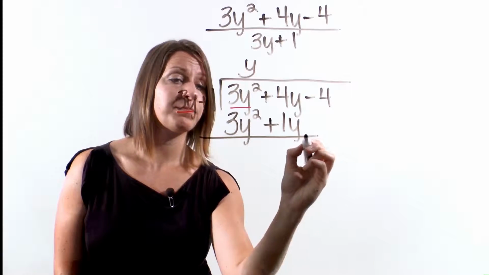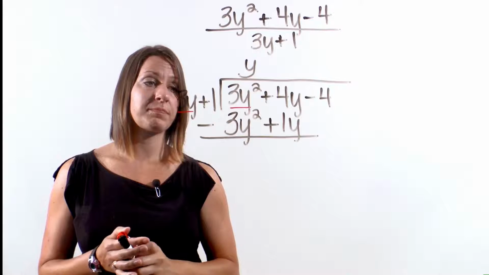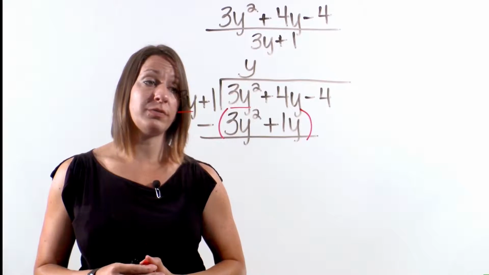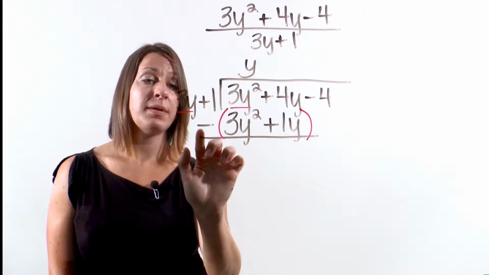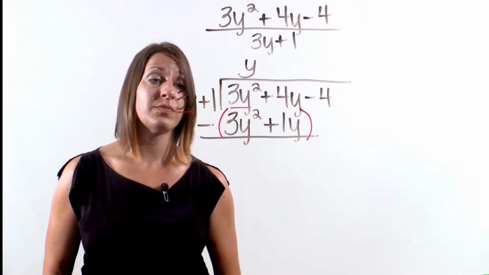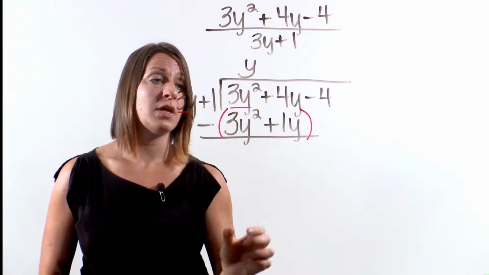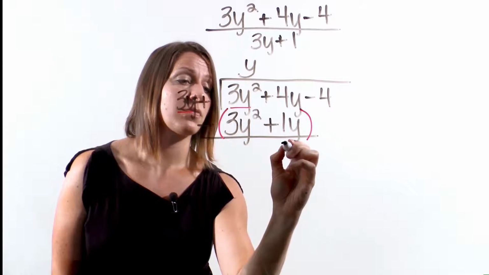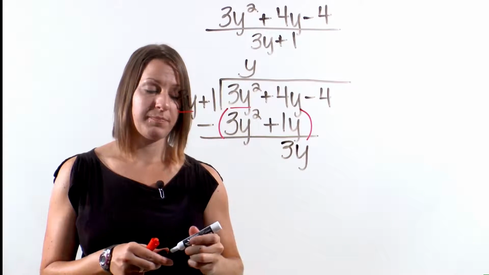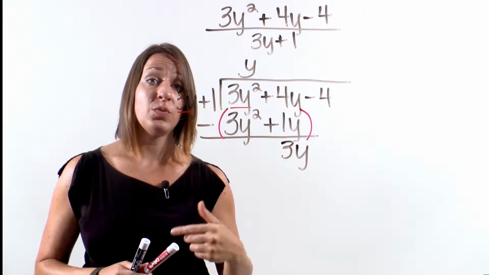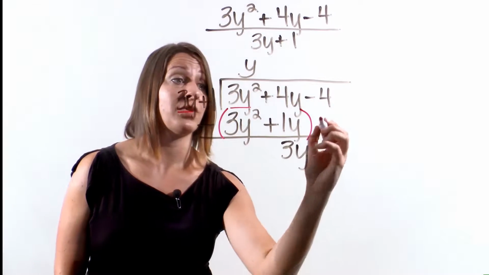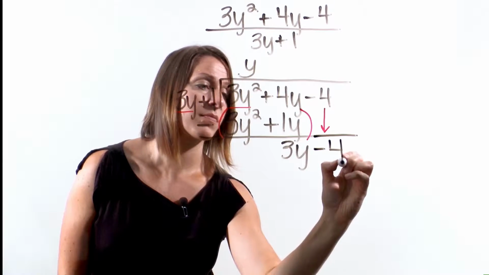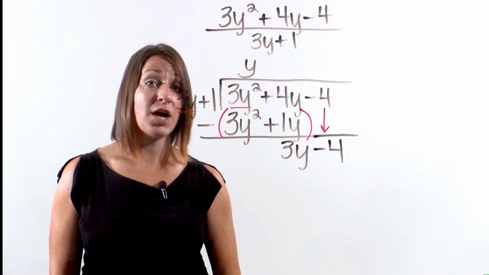Next, we're going to draw a line, and we're going to draw a subtraction sign. Now remember that we are subtracting this entire second binomial. 3y squared minus 3y squared is 0. You can actually cancel these out if you want. In this second column, we have 4y minus 1y, which is 3y. After we've done our subtraction, we need to look to see if we have another term to drop down, and we do. Once we've dropped down the negative 4, the entire process begins again.